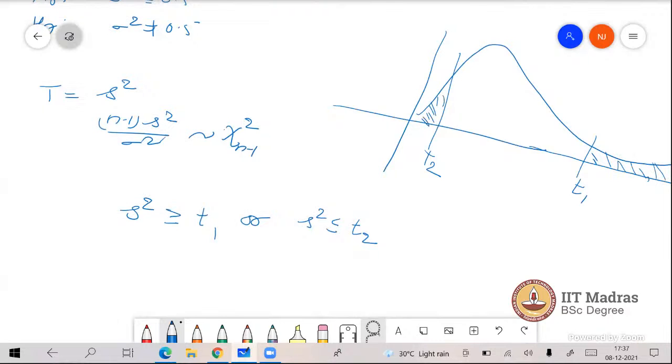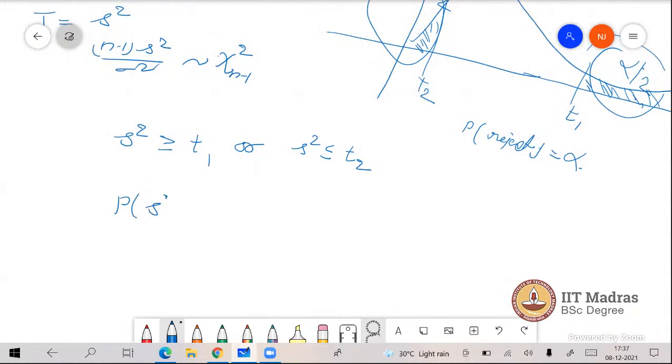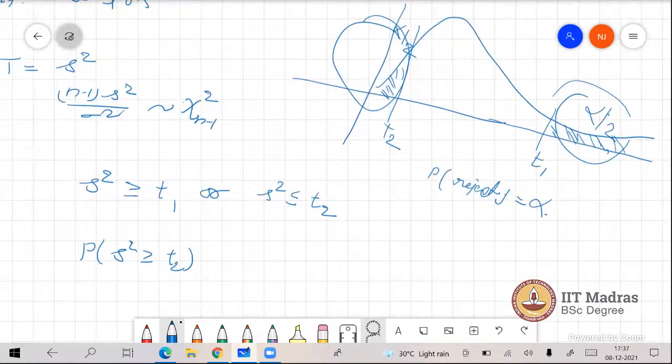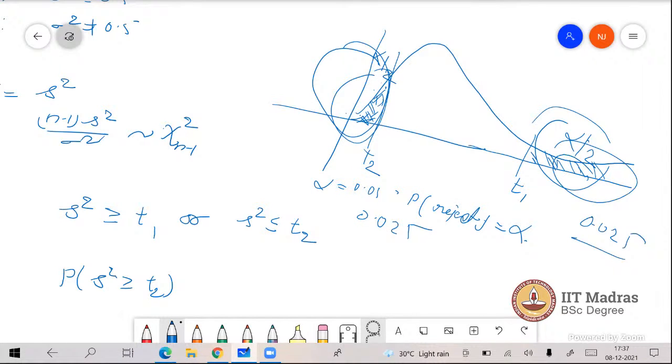The probability of this rejection region should be what? Alpha, 0.05. For one region you can divide it equally into two parts, so this probability is alpha by 2 and this is alpha by 2. But sir, the distribution is not symmetric, right? How can we do that? That's why I'm dividing equally to both sides. Let's say I'm choosing alpha 0.05. I'm dividing this area to be 0.025 and this area to be 0.025.